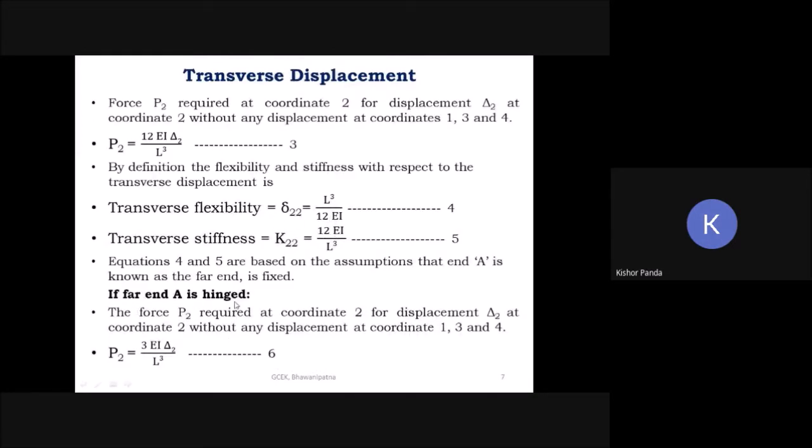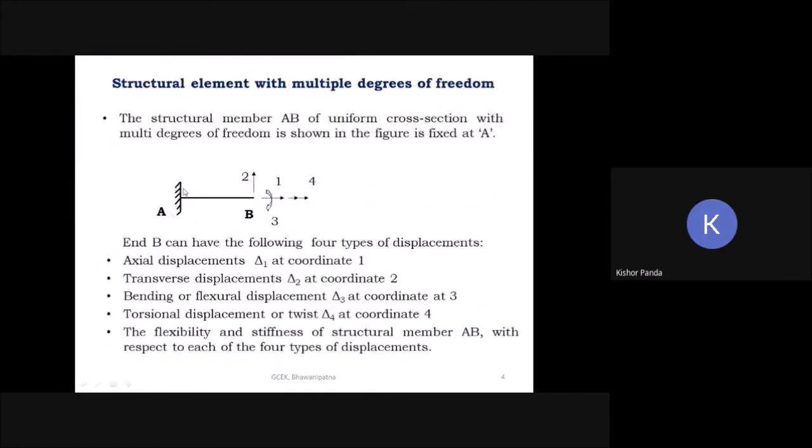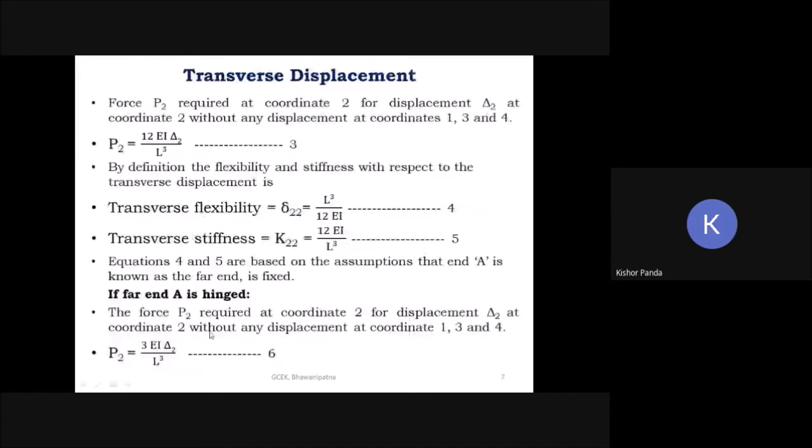If the far end A is hinged, let us take the end A as hinged. In that case, the relation between the force and the displacement is P2 equal to 3 EI delta 2 by L cubed. This is the force P2 required at coordinate 2 for displacement delta 2 at coordinate 2 without any displacement at coordinates 1, 3, and 4. So this is the relation between the force and displacement when the far end A is hinged.